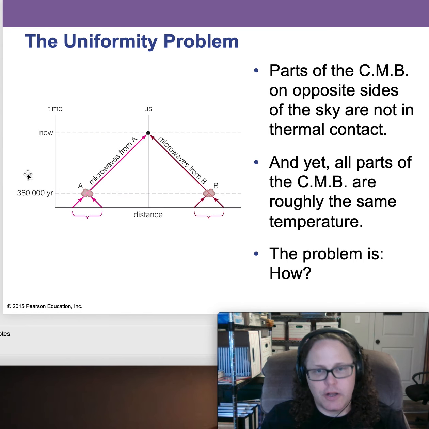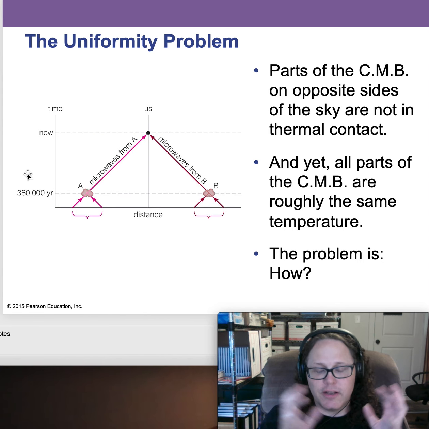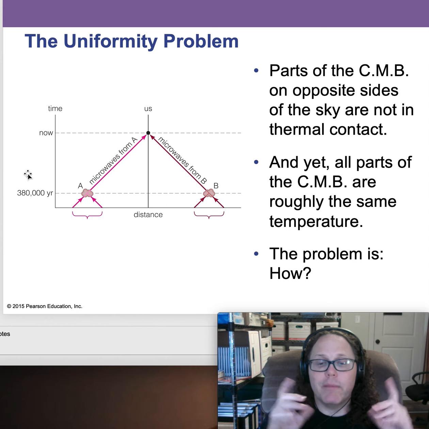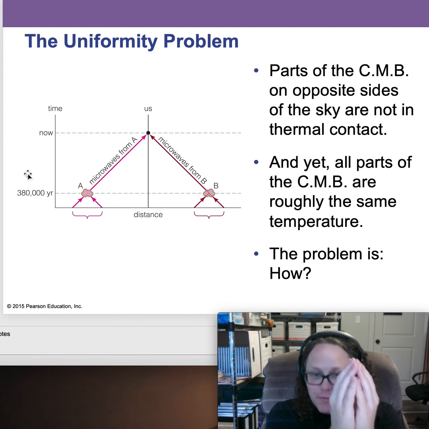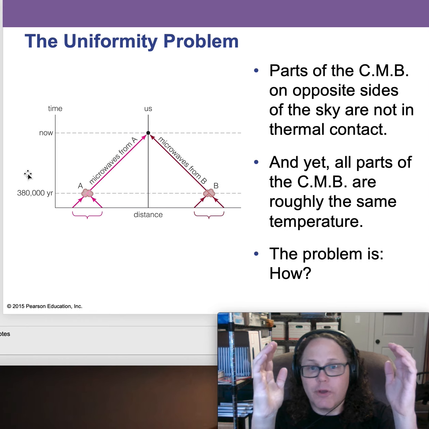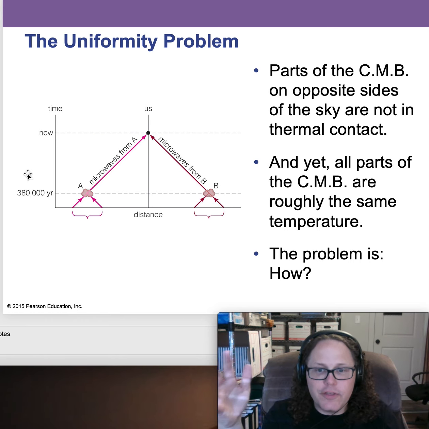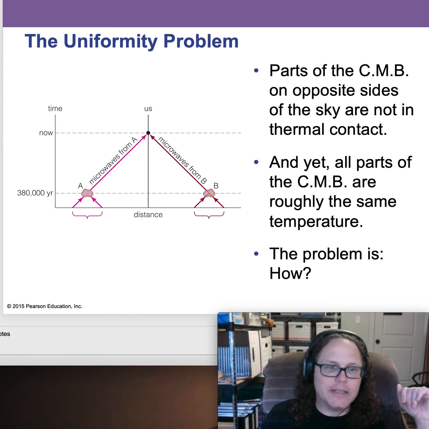But inflation solves that problem. Inflation says before inflation, the whole universe was in thermal contact with each other. Before inflation, the whole universe was in thermal equilibrium. In other words, the whole universe was the same temperature. After inflation, then, quite suddenly, distant parts of the universe are no longer in contact with each other, but they're already the same temperature, too late. And then all parts of the universe, even though they're not in contact with each other, cool down at the same rate.